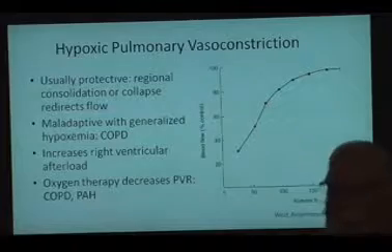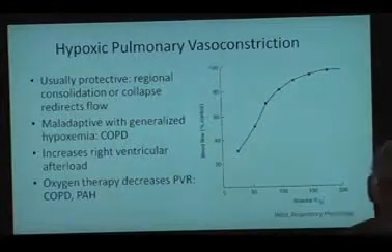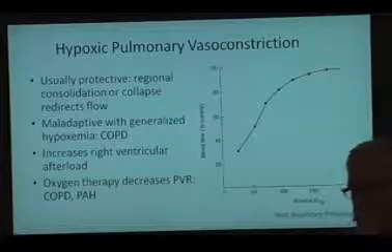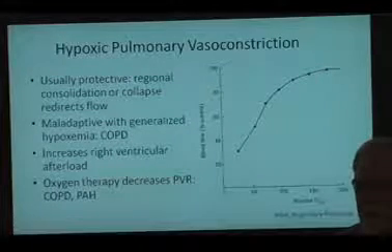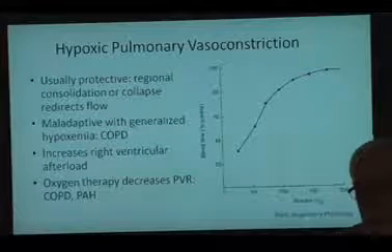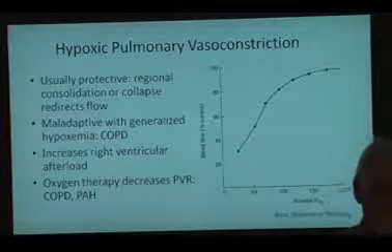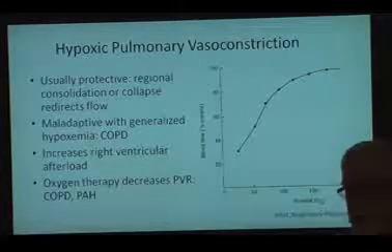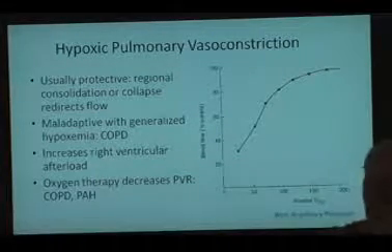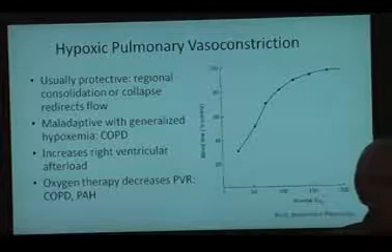Now, normally this is a good thing. Usually this is protective. So if I get a right lower lobe pneumonia and my right lower lobe becomes consolidated, there will be a lower PO2 in the right lower lobe. That will cause pulmonary vasoconstriction in that part of the lung and redistribute blood flow to the rest of the working lungs so that the PO2 may not change very much.